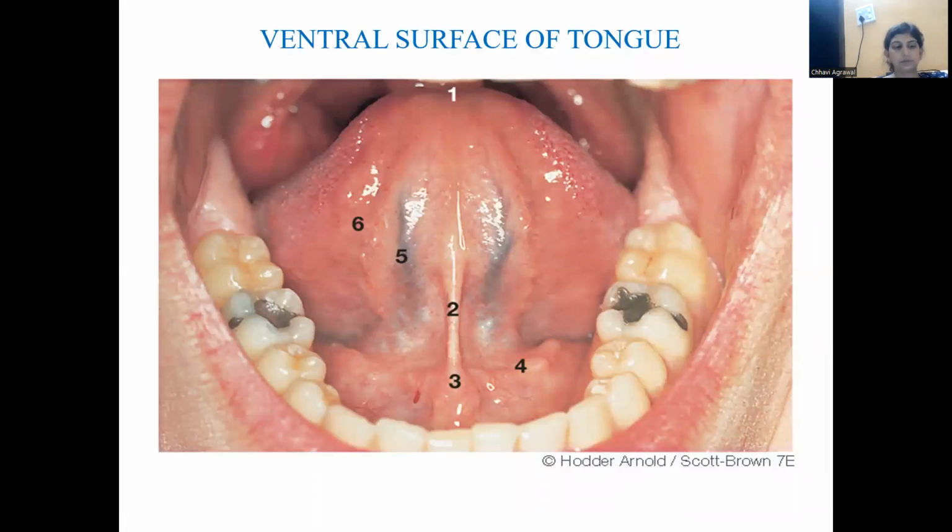The anterior portion of the tongue, it is developed from the first pharyngeal arch, and the taste sensations from anterior 2/3 part is carried by the chorda tympani, and it has got supply from the lingual nerve. Then the posterior 1/3 part, which is also called as the pharyngeal part, it is derived from the second and third pharyngeal arches and is supplied by the ninth and the 10th cranial nerve, that is glossopharyngeal and vagus.